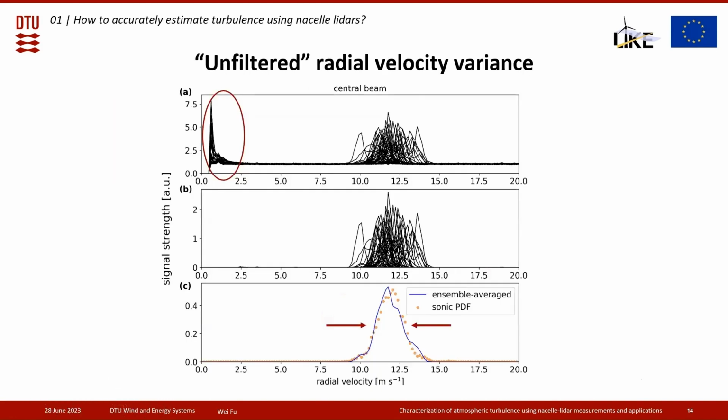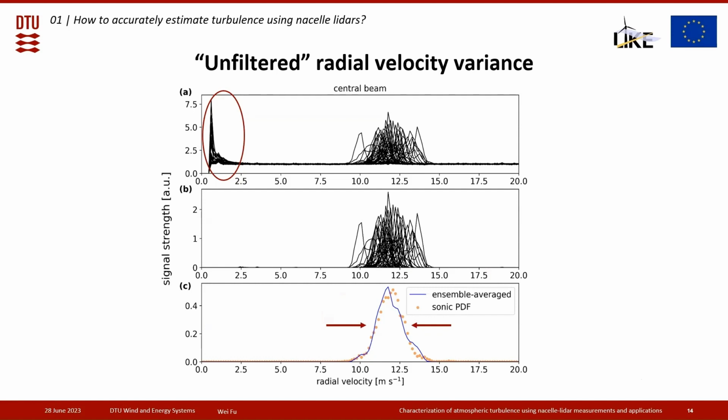To eliminate the probe volume attenuation, we analyze the spinner LiDAR spectrum to get this so-called unfiltered radial velocity variance. Here, I'm showing the instantaneous Doppler spectrum from the central beam of the spinner LiDAR within a 10-minute period. Again, on the horizontal axis, we have the radial velocities, and the vertical axis shows the signal strength.